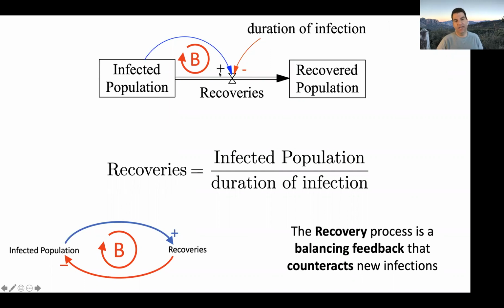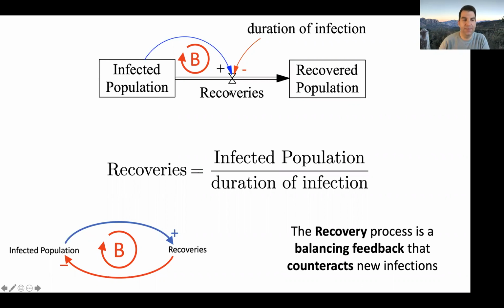And I have just, for clarity, added the directions on these causal links. So as the duration of infection increases, the recovery rate decreases. And as the number of infected people increases, the recovery rate increases, because you're just going to get more people recovering per day if more people are sick.